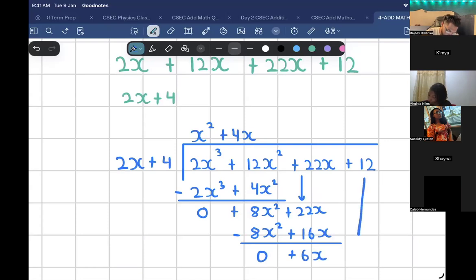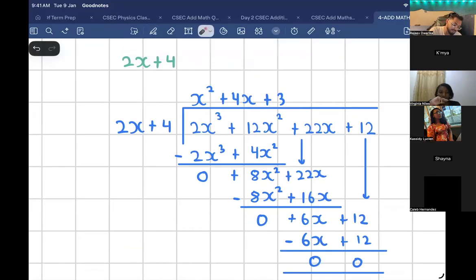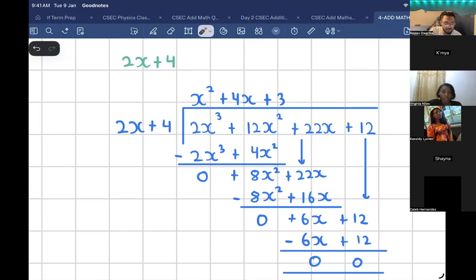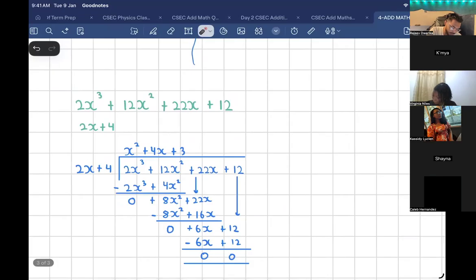And I'm going to bring down the 12 now. Plus 12. What next? You're going to see what you're multiplying by 2x to give you 6x. That will be 3. And you get 6x and you get plus 12. Minus, you get 0. So since I get a remainder of 0, it tells us that 2x plus 4 is a factor of this function. Your quotient is x squared plus 4x plus 3 and your remainder is 0.